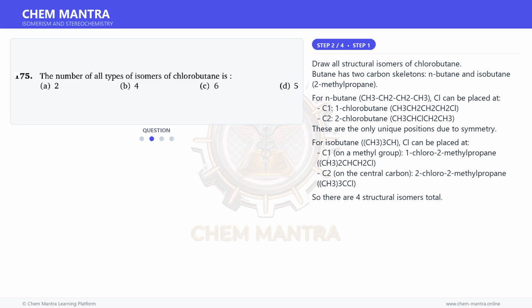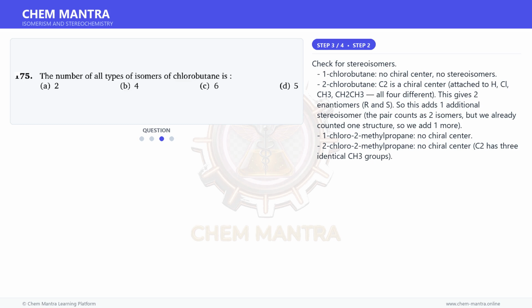For isobutane, (CH3)3CH, Cl can be placed at C1 on a methyl group, 1-chloro-2-methylpropane, (CH3)2CHCH2Cl, or at C2 on the central carbon, 2-chloro-2-methylpropane, (CH3)3CCl. So there are 4 structural isomers total. Moving on to the next step.